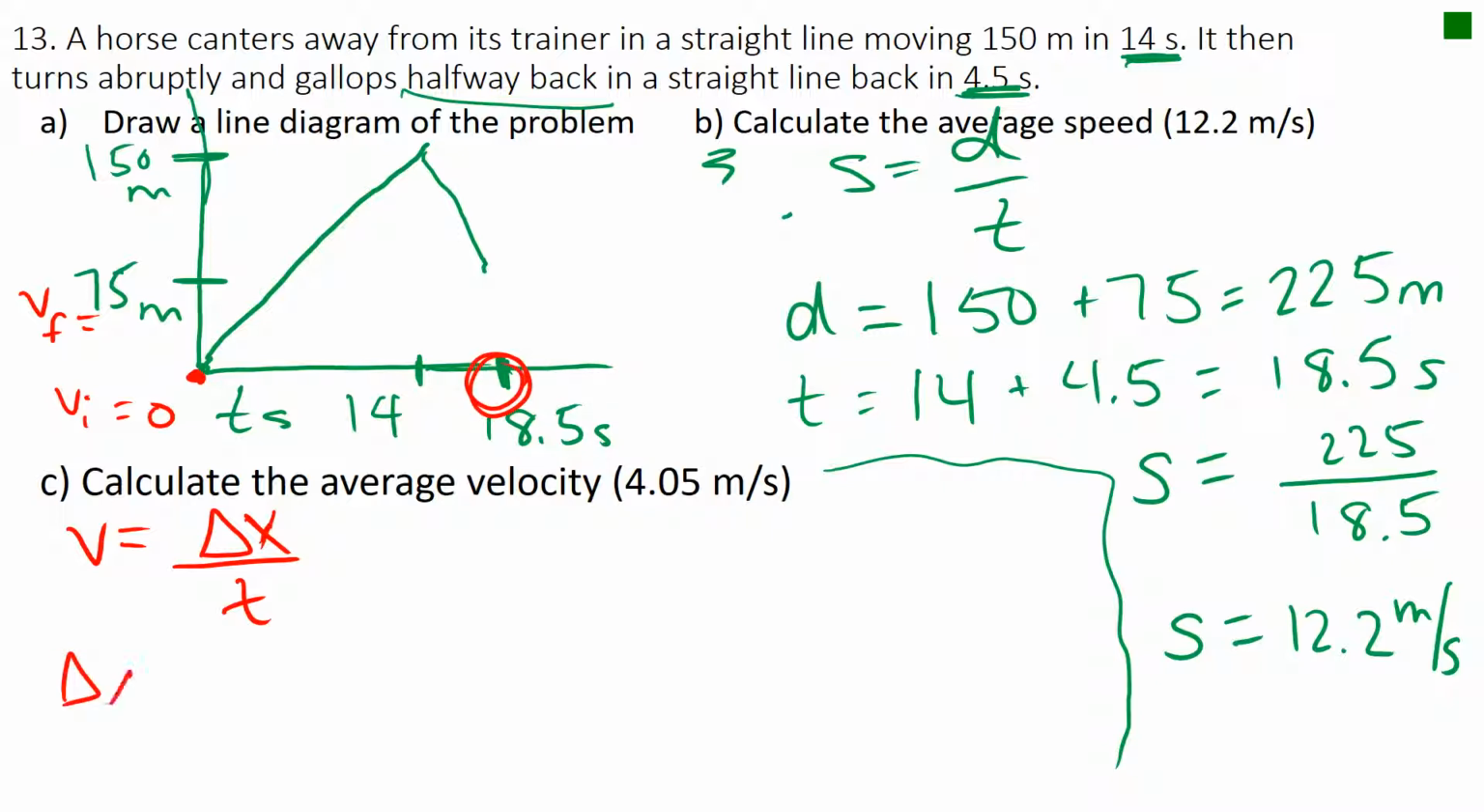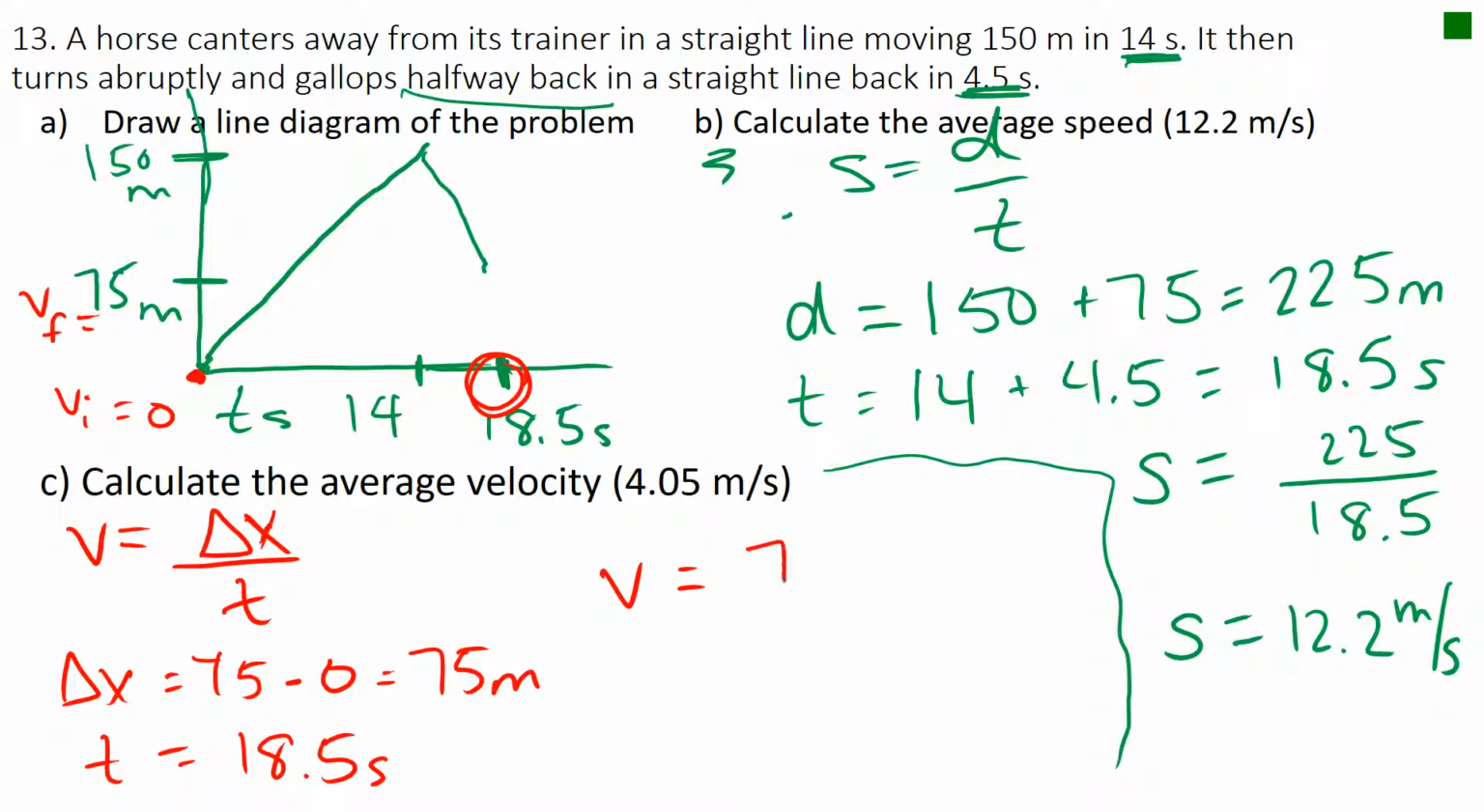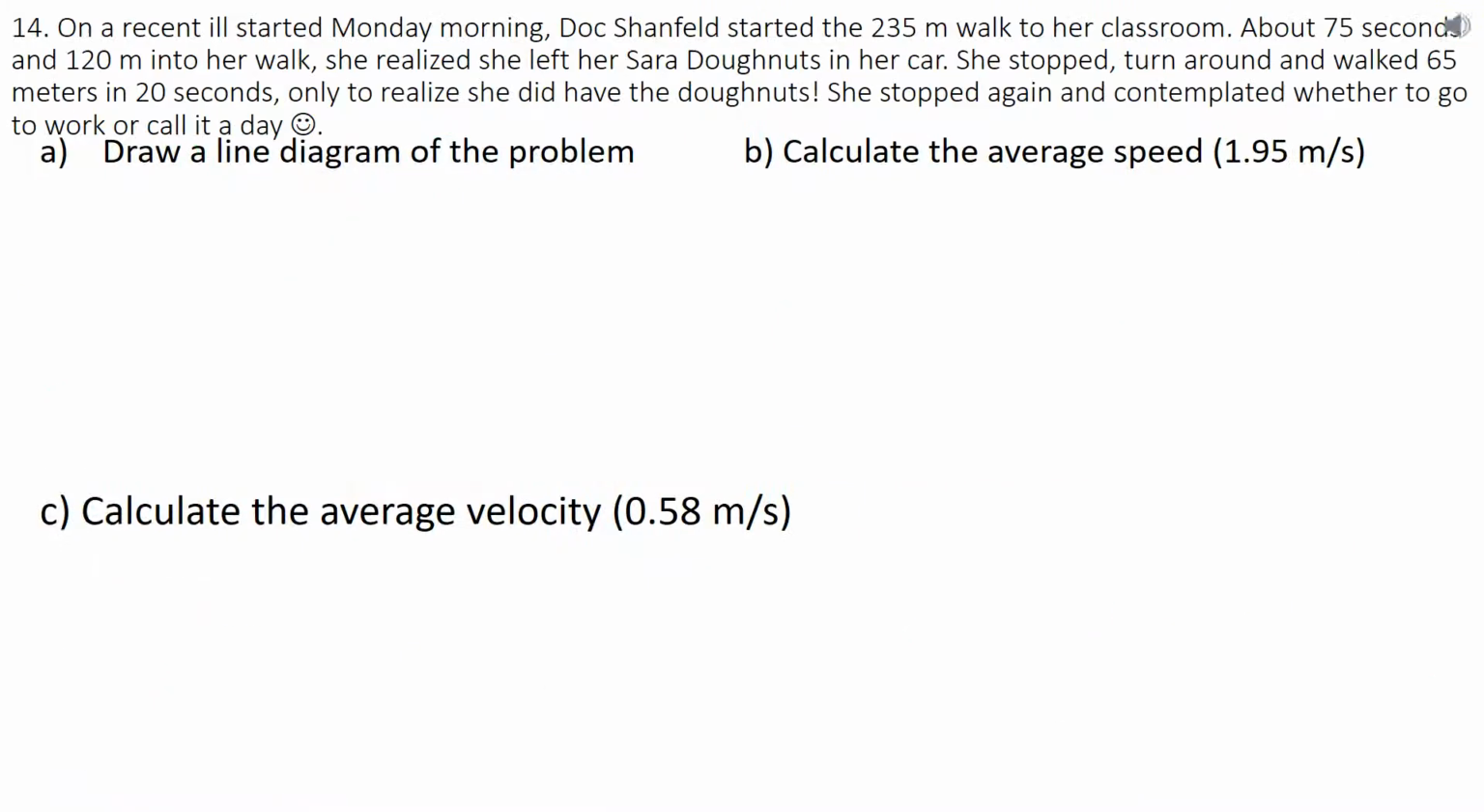So change in position is going to be your final 75 minus your initial, which is 0. So you're going to get 75. And then the time is equal to how long it took the horse to get 75 meters. So that's going to be 18.5 seconds. So V equals 75 over 18.5, and that is equal to 4.05 meters per second. So there's 13. Yay! Okay, 14. Here we go.